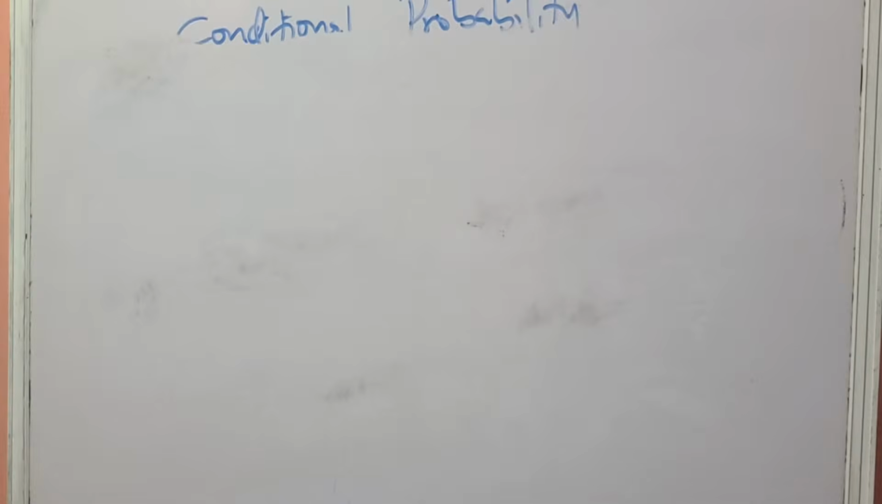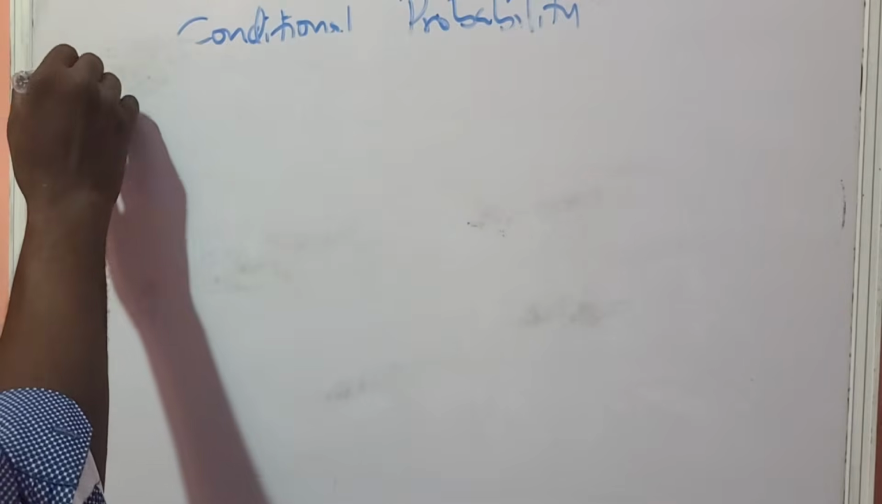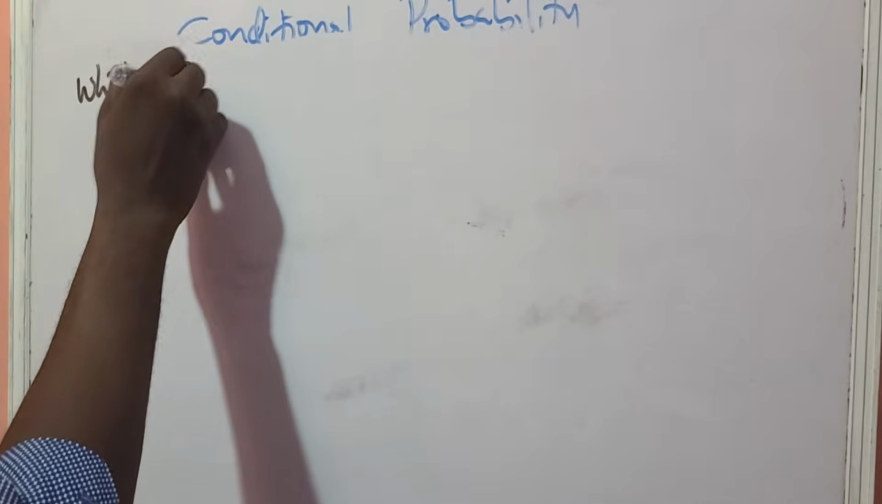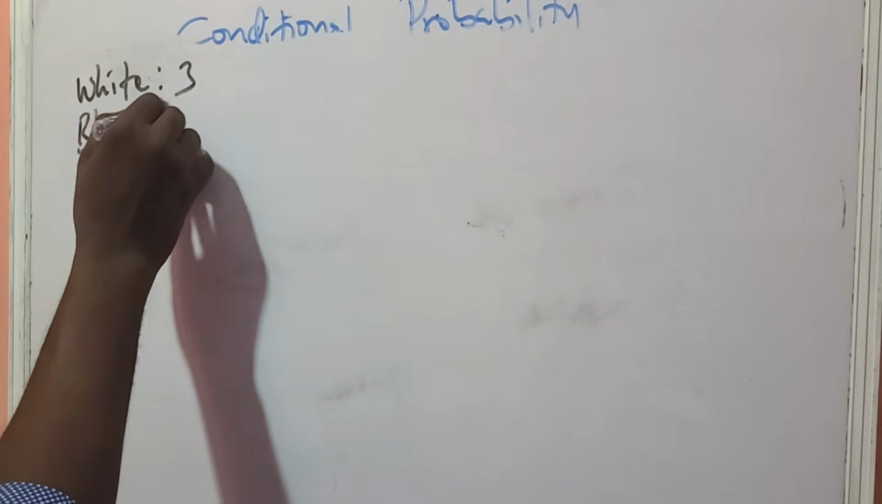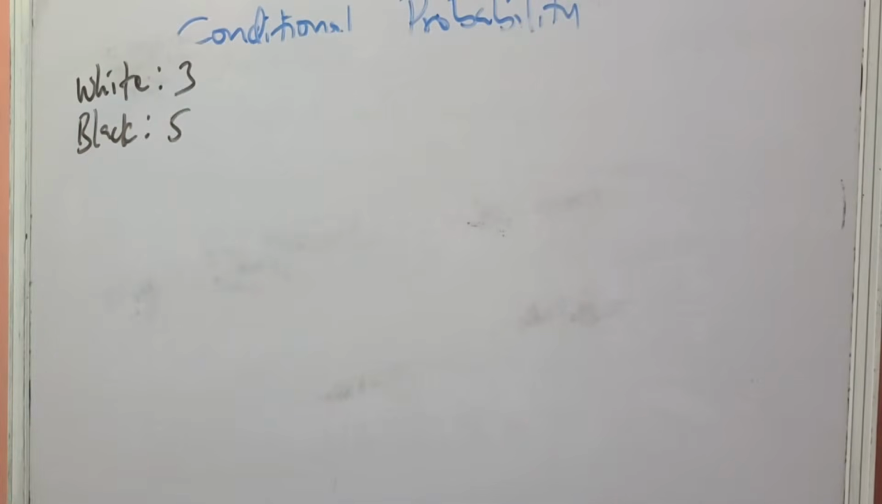A bag has 3 white and 5 black balls. The question is for you to find the probability that the second was black, given that the first was white.